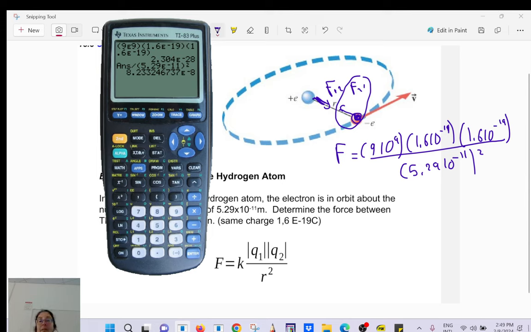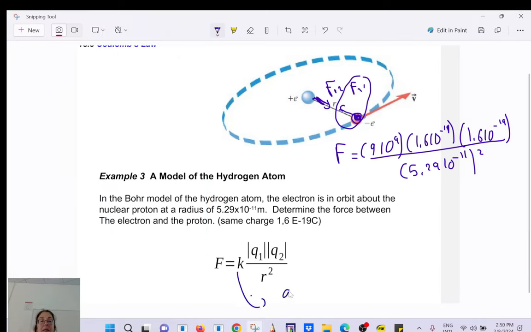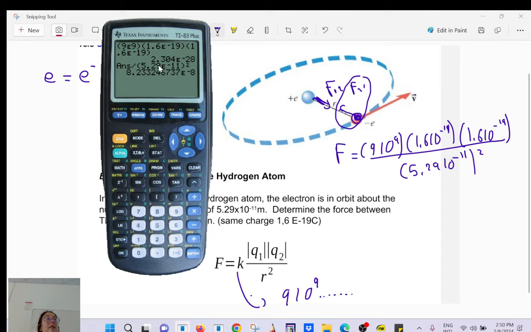So that's your constant here. This is the electric constant, 9 times 10 to the 9. And then there is a lot of units. The charge of a proton is the same as the charge of an electron. In magnitude it is 1.6 times 10 to the negative 19 coulomb, and I'm looking at the magnitude only.